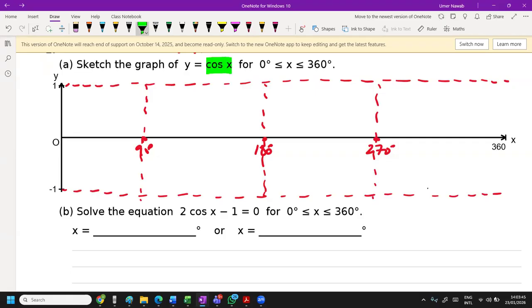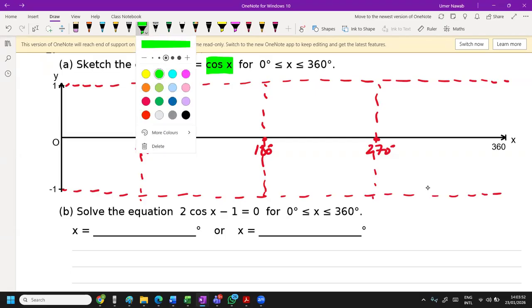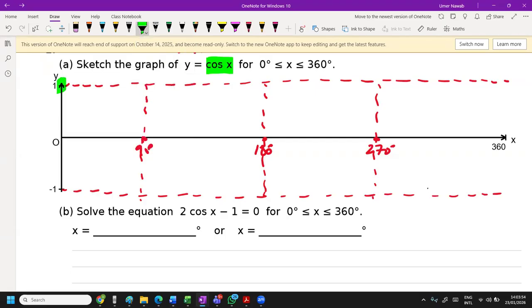After that, I know cosine of 0. Cosine of 0 is 1. Cosine of 90 is 0. Cosine of 180 is negative 1. Cosine of 270 is 0. Cosine of 360 is 1.